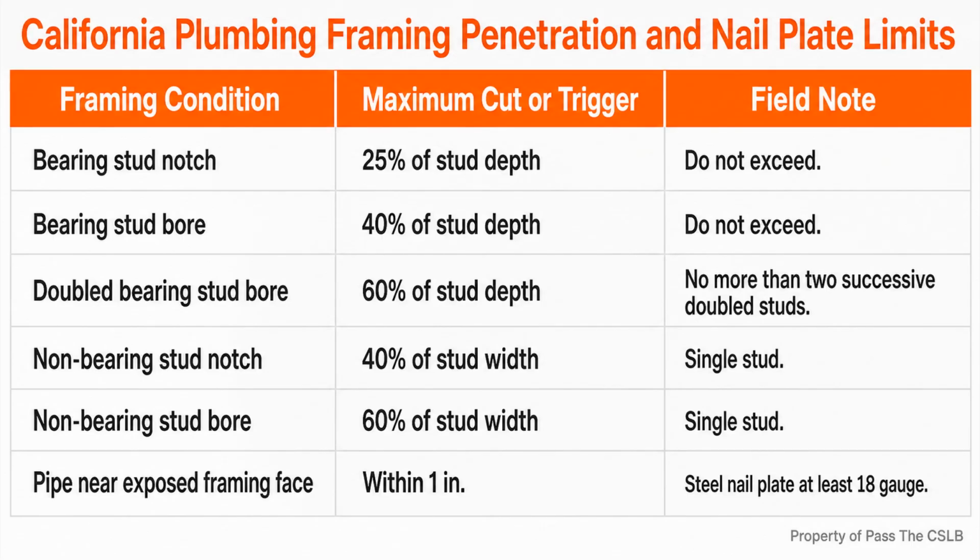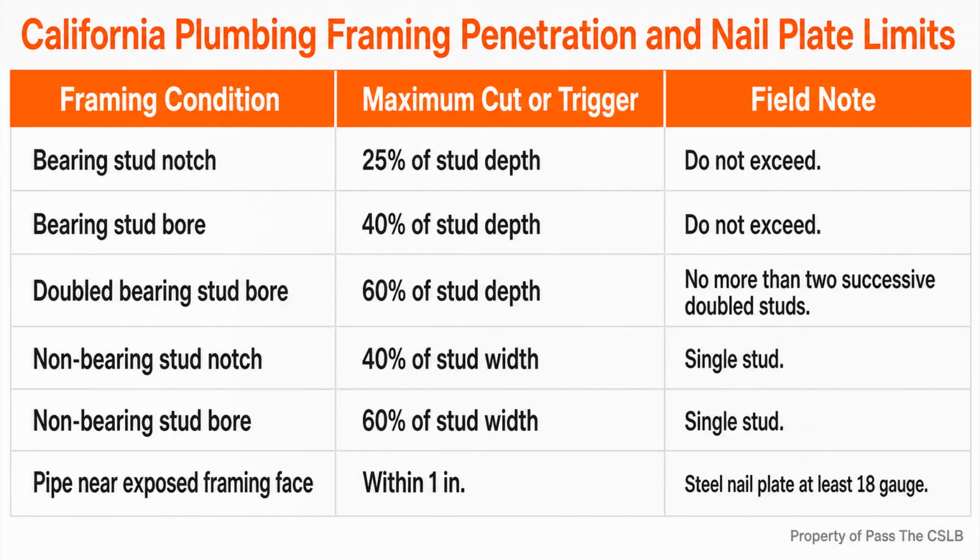The memory connection I use is seal, air, grade, access, and protection. Seal means the trap holds water. Air means the vent protects pressure balance. Grade means the drain maintains the approved slope. Access means cleanouts remain usable. Protection means backwater control, framing limits, nail plates, and the correct test method are coordinated before close-in.